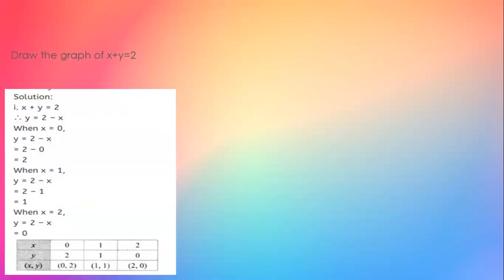Now let us move to the next example. This is from our exercise practice set 7.2. Draw the graph of x plus y equal to 2. Now here we have two variables, x and y both. So let us solve first. x plus y is equal to 2.